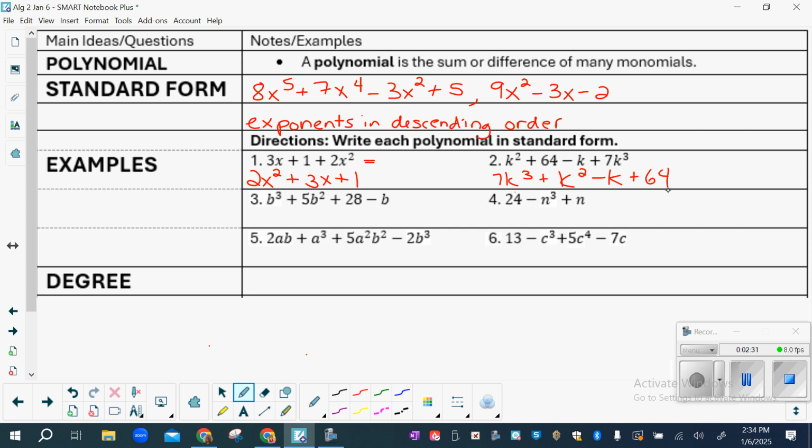We are going to skip 3 and 4. I want you to do number 6 as a U try. We will come back and talk about number 5. Do number 6 as your U try, and then we'll talk about it.